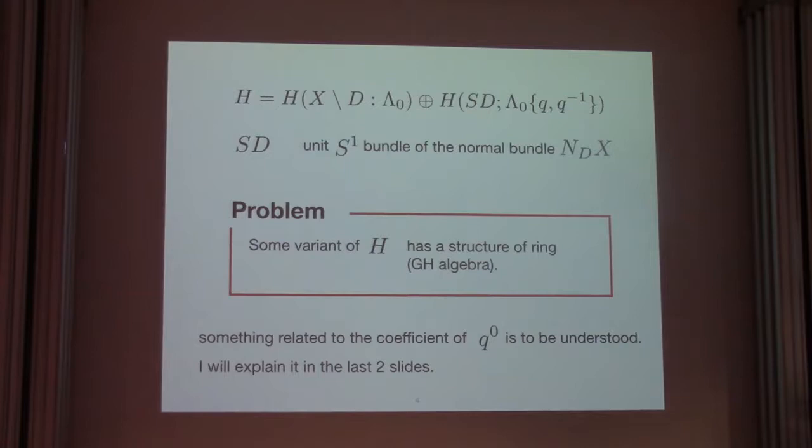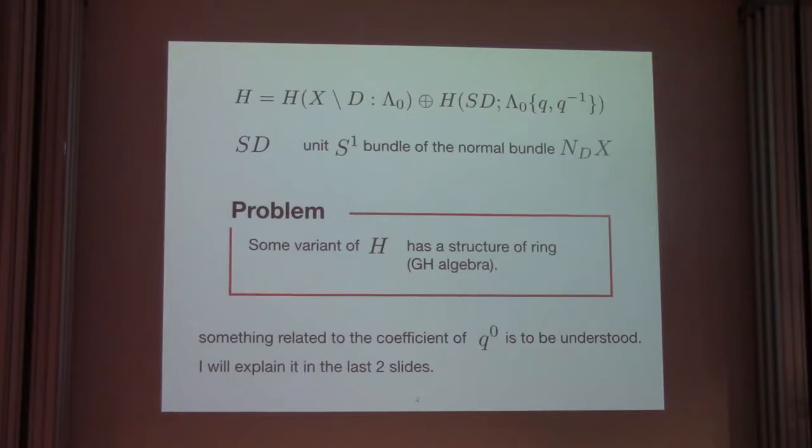So in this situation, I'm explaining something about this H. It is something like the homology group of the complement of the divisor with this Novikov ring coefficient, plus the unit S1 bundle of the normal bundle of D in X, and then we take this two extra parameter valued homology group. And actually there is some problem how to put this. There are some relations between this guy and the coefficient of Q to the power 0, and we need to make some adjustment, which I don't yet completely understand. That's why there is a note in my title.